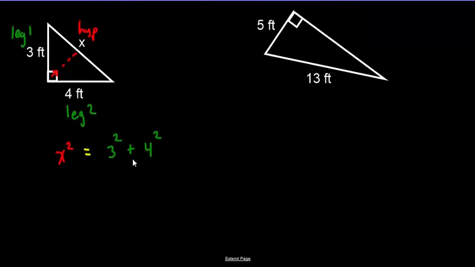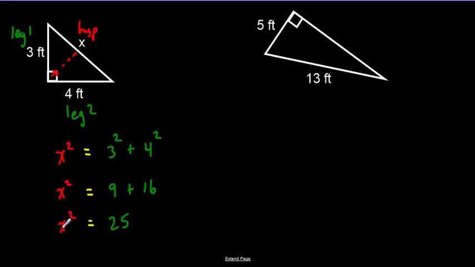Okay, once you have it set up like that, it really is just solving equations using order of operations and opposite operations. Okay, so we're going to leave x squared alone right now. We're going to clean up this right side. So 3 squared is 9, 3 times 3, plus 4 squared, so that's 4 times 4, that's 16. Okay, and so now we're at the point where we say x squared is equal to 9 plus 16 is 25. Okay, x squared is equal to 25.